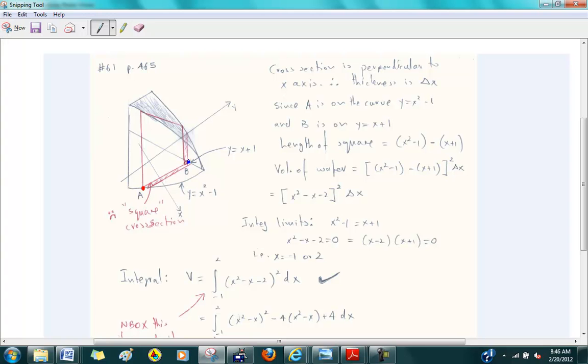So you're cutting cross sections vertically through the solid object that you see there, and they're going to be squares of different sizes, obviously. As you move closer to the apex here, the squares are going to be smaller. As you move further away, the squares are going to be bigger. But each square is going to have one corner on the graph y equals x squared minus 1, and the other corner on y equals x plus 1.